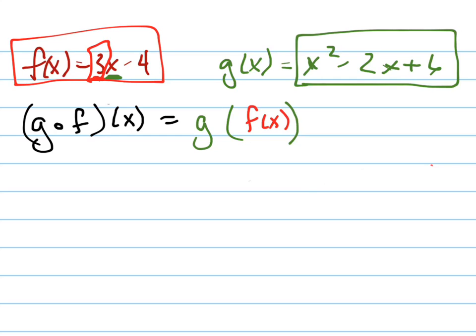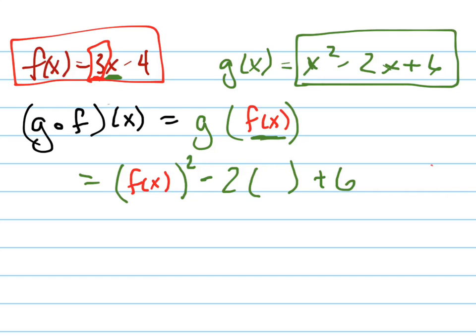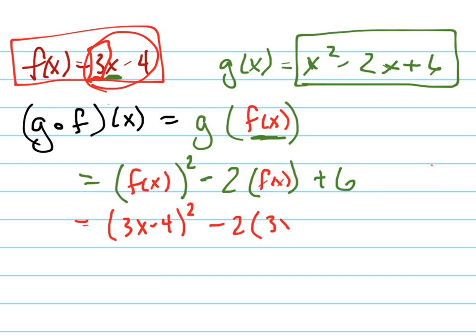So I'm going to write g of x out. But every time I see an x, I'm going to leave a space, because what goes in instead of x? What goes in? F of x goes in there. So everywhere you see an x, you're going to write, instead of x, the function f of x in there. And what is the function f of x? It's 3x minus 4. So 3x minus 4 squared minus 2 times 3x minus 4 plus 6.